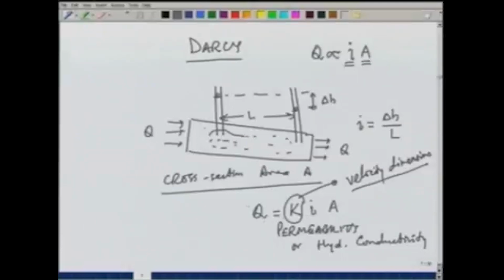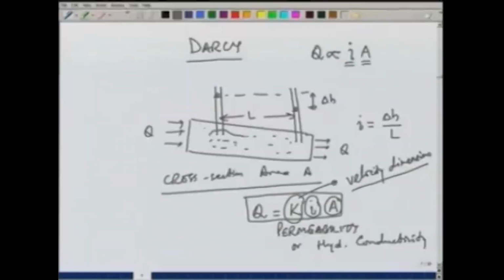So, if you look at this equation, we have a way of defining the hydraulic conductivity. For example, if we say that there is a unit cross section area tube subjected to a unit hydraulic gradient, then Q will be equal to K. So, hydraulic conductivity can be defined as the amount of flow passing through a unit cross sectional area of soil with a unit hydraulic gradient. So, we can write K equal to Q for I equal to 1 and A equal to 1.